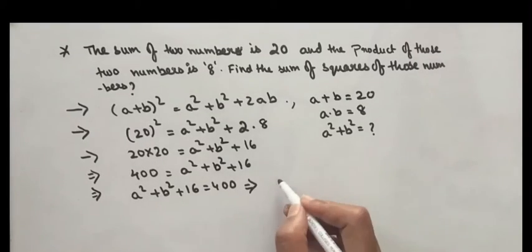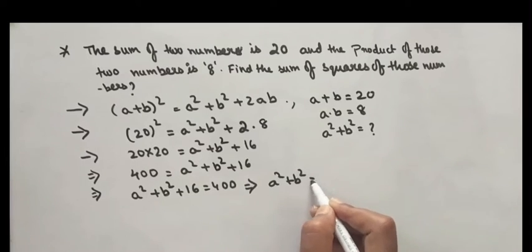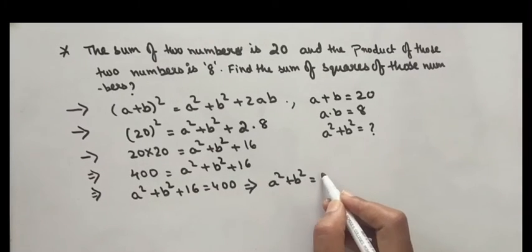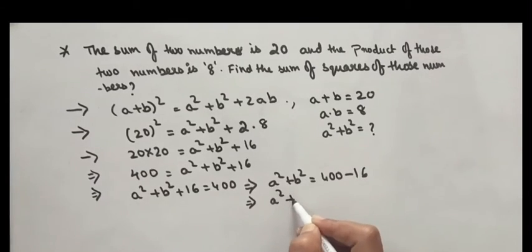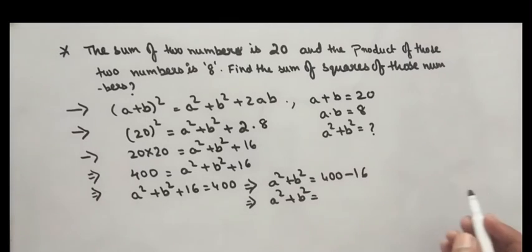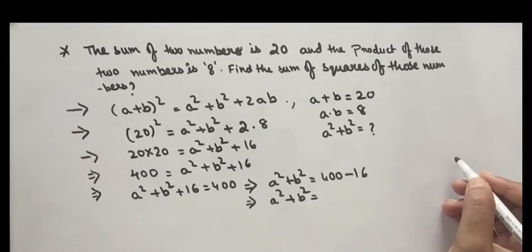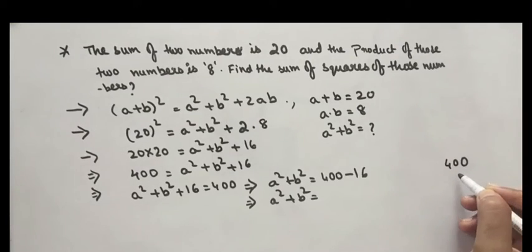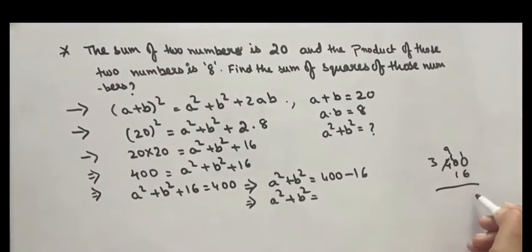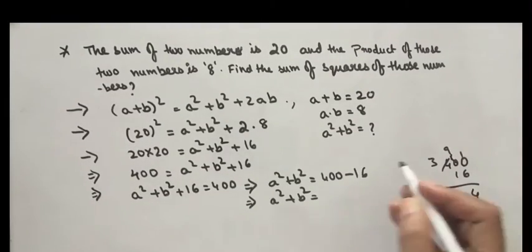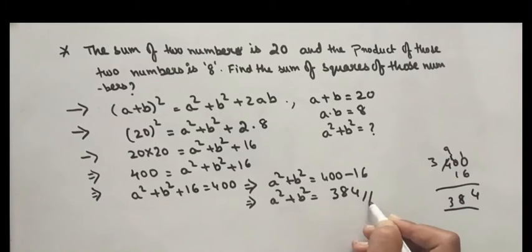Now A square plus B square equals to 400 minus 16. Let us see what is 400 minus 16. 384. Alright. So the value of A square plus B square is 384.